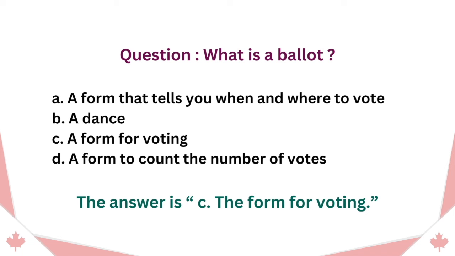Question: What is a ballot? A. A form that tells you when and where to vote. B. A dance. C. A form for voting. D. A form to count the number of votes. The answer is C. The form for voting.